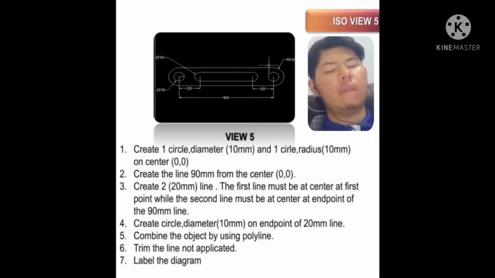Next, ISO view 5. First, create one circle with diameter 10 mm and one circle with radius 10 mm on center 0, 0. Second, create the line with 90 mm from the center 0, 0. Third, create two 20 mm lines. The first line must be at the center at the first point, while the second line must be at the end point of the 90 mm line. Fourth, create the circle with diameter 10 mm on the end point of the 20 mm line. Fifth, combine the objects by using polyline. Sixth, trim the lines not applicable. Seventh, label the diagram.